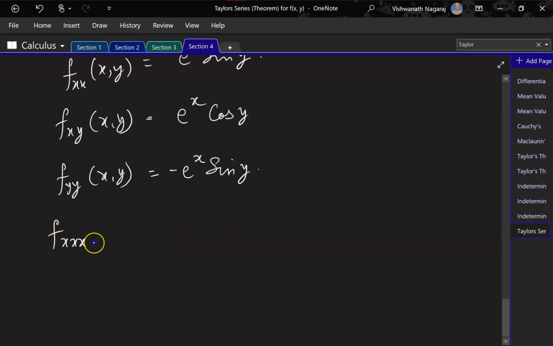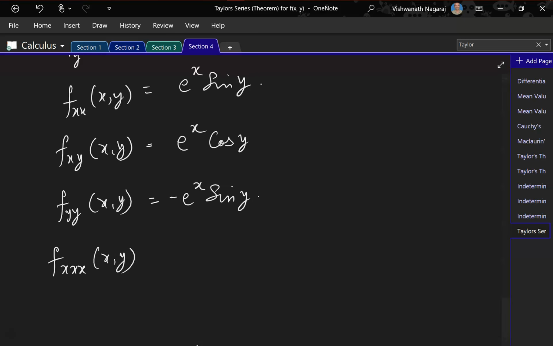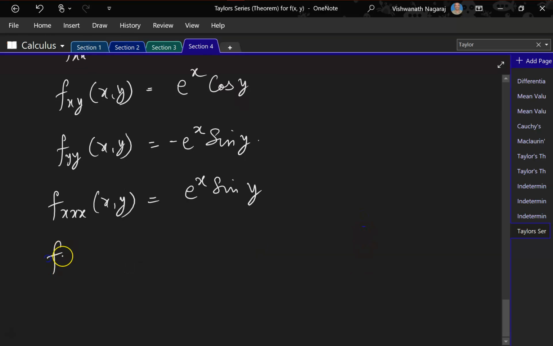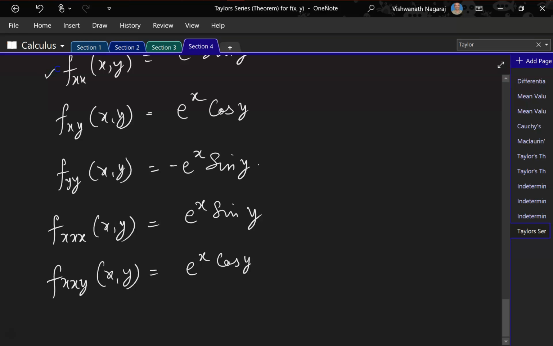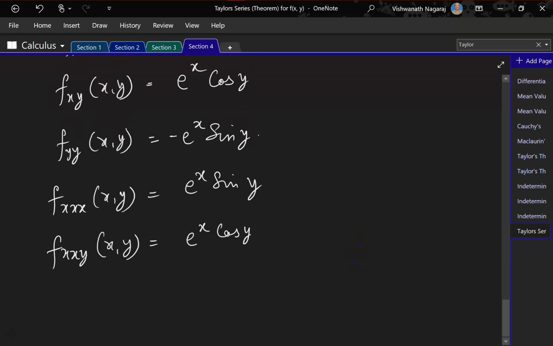f_xx(x, y). So take f_x and differentiate it again by x. So e to the power of x sine y, differentiating it with respect to x gives us the same thing. So e to the power of x sine y. Now f_xy. Now let's take f_xx and differentiate it with respect to y. So e to the power of x cos y. So we took this and differentiated it with respect to y partially.